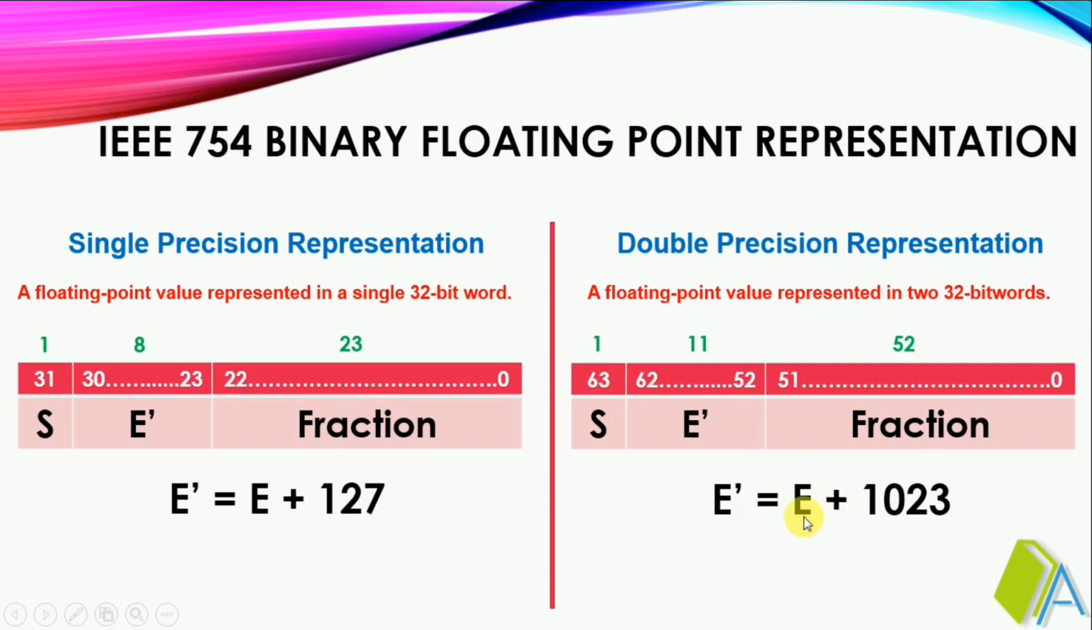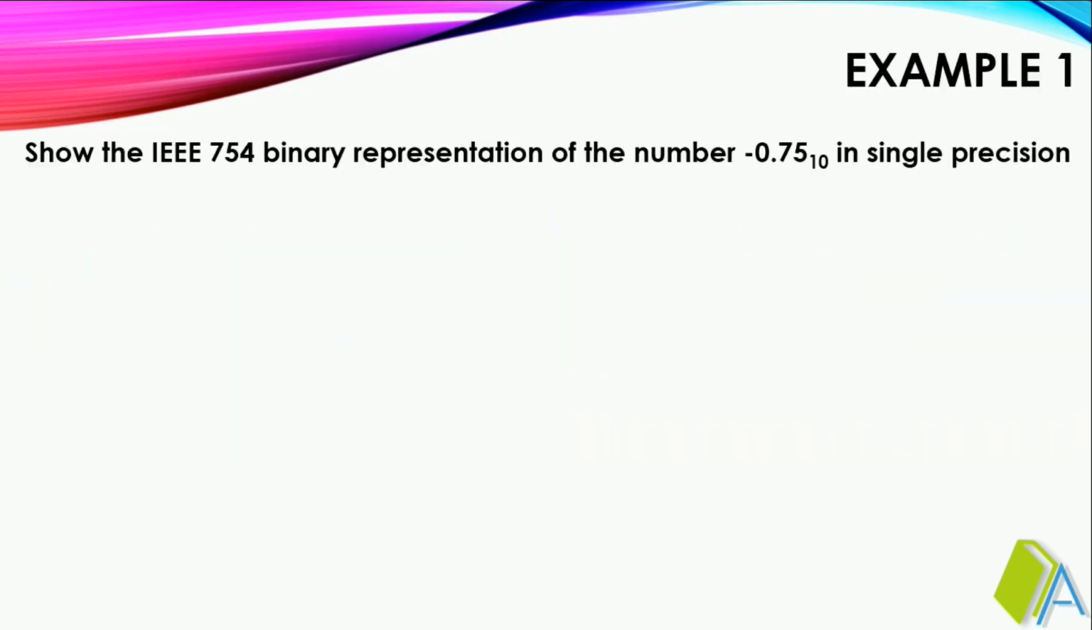We can see how to represent a given number using single precision as well as double precision format using an example. According to this example, we have to represent the given decimal number minus 0.75 in single precision format. First of all, we have to convert the given number into binary. While converting to binary, the digits after the decimal point are multiplied by 2, and from the product, the digit before the decimal point is considered as the binary value.